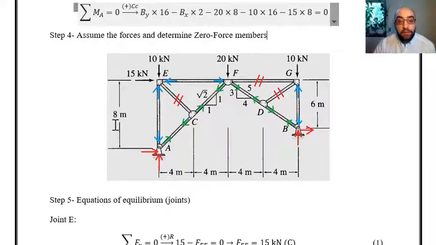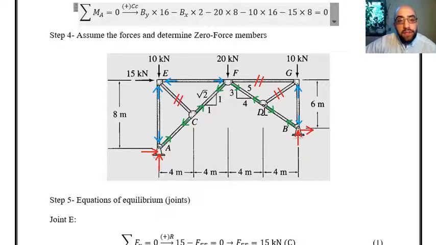So let's move forward and start the procedure for the method of joints. We know that whenever we want to use this method, we have to find the zero force members, and then after that we have to assume some forces in the members, assume either they are in tension or compression, and then put the reactions of the member on the joints and move joint by joint in the truss and write the equations of equilibrium.